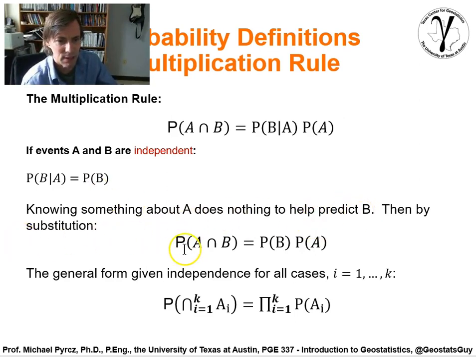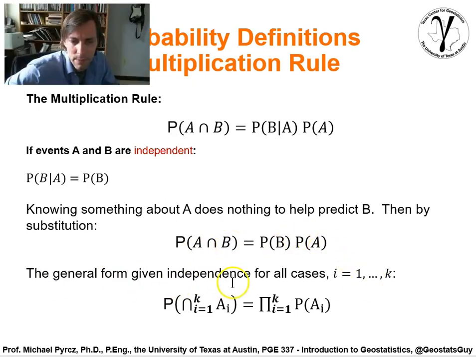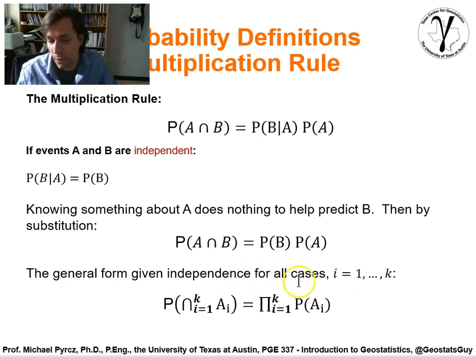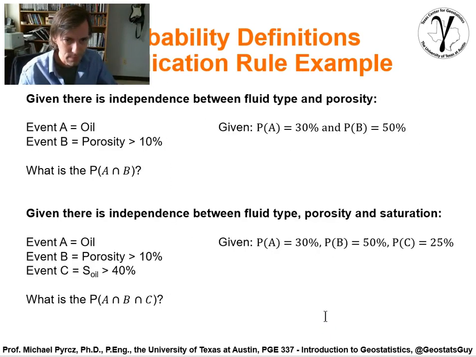And so by substitution, we get this. The joint probability of A intersection B, or the joint of A and B, is equal to the probability of B times the probability of A. And the general form, given independence for all possible events, is simply that the intersection, or the joint, of all the events is equal to the product of all of the probabilities.